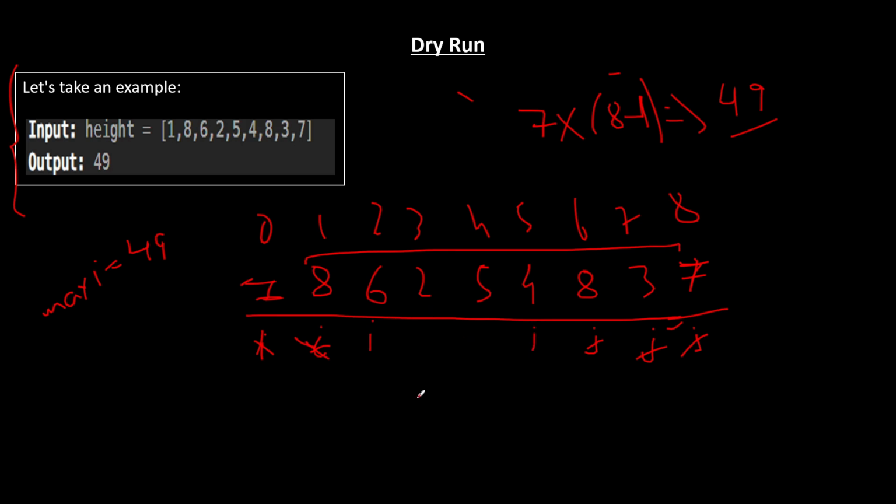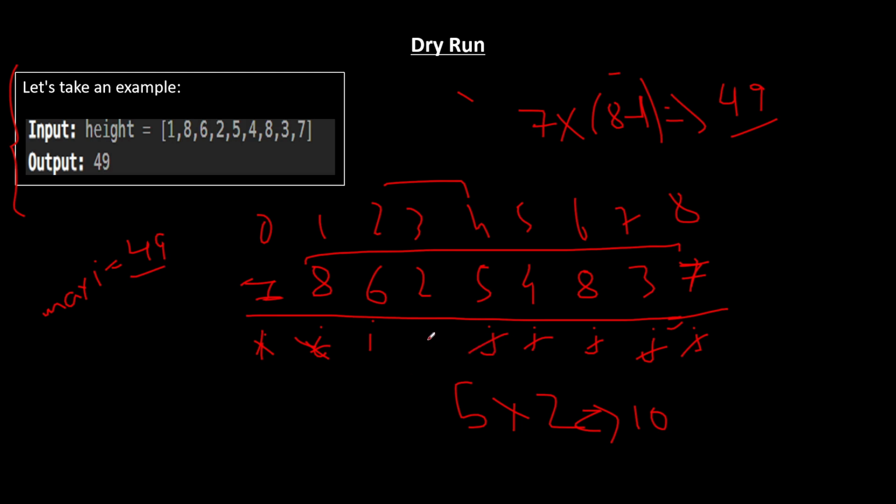Now comparing 6 and 4, 4 is smaller, multiplied by 5 minus 2, which gives me 3. 4 into 3 gives me 12, which is also smaller than 49, so it won't be considered. Again, we have to decrement j towards the value 5. If we compare, 5 is smaller and the distance between them is 4 minus 2, which gives us 2, so it's 10. This is also not acceptable, as it is less than 49.